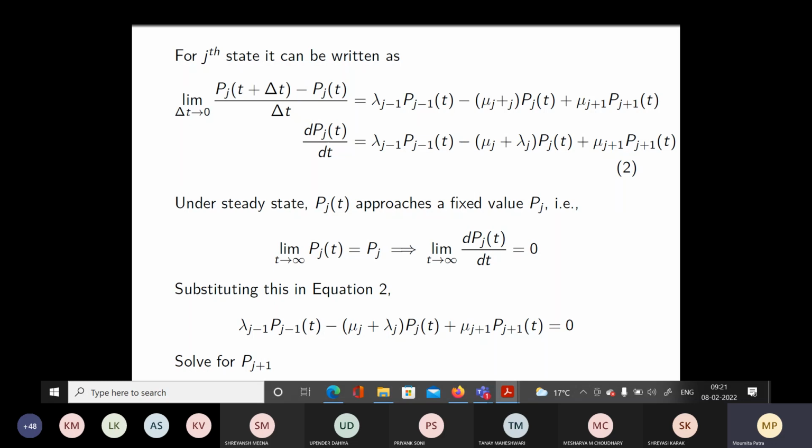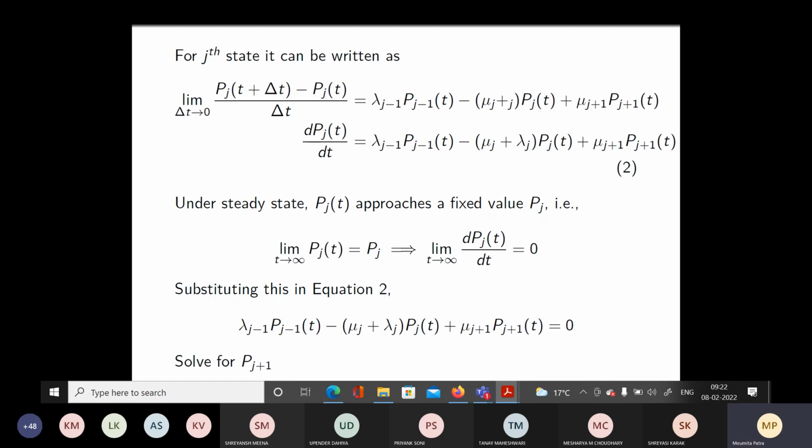Now under steady state, when pj(t) approaches a fixed value pj, that is, limit t tends to infinity of pj(t) equals pj, we know this from the previous analysis, remember that. This will imply that limit t tends to infinity of dpj(t)/dt is equal to 0. We have got dpj(t)/dt here from equation 2. So equate it with 0 here, and then you can solve for p(j+1).